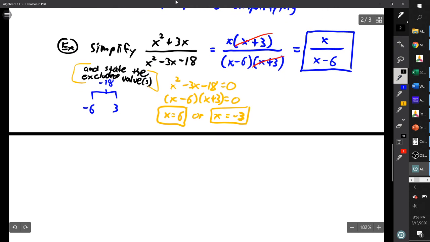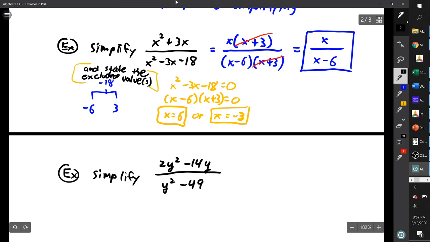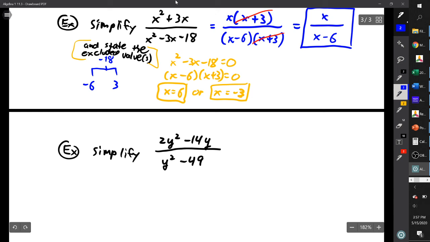And one more example. Same kind of deal. Simplify. We'll just do the simplification, even though the homework will probably say to state the excluded values. Let's do 2y squared minus 14y over y squared minus 49. Okay, we have multiple terms, so let's see what we got.